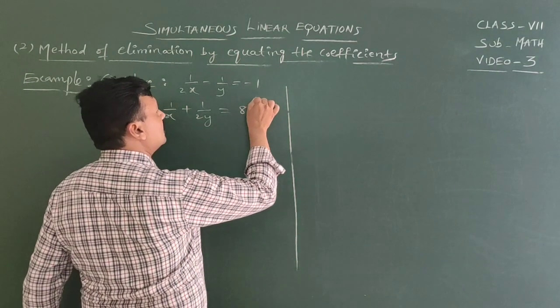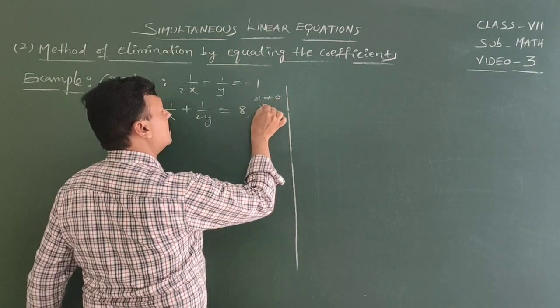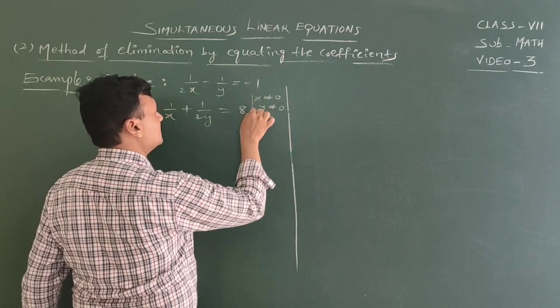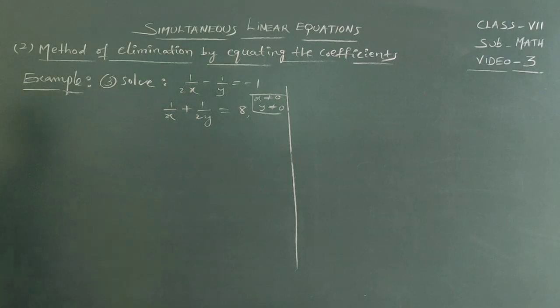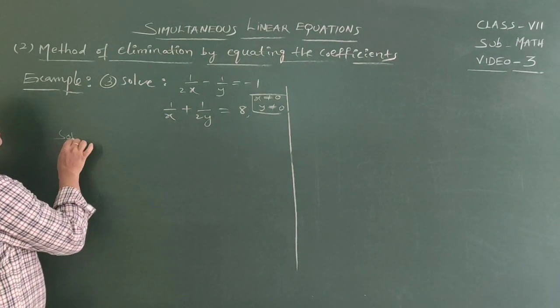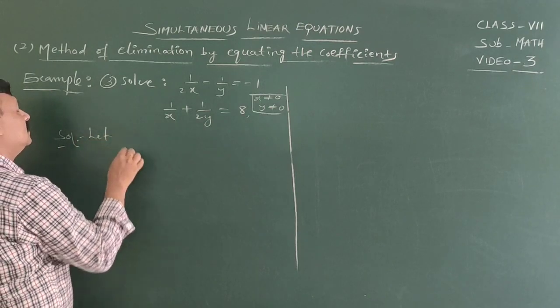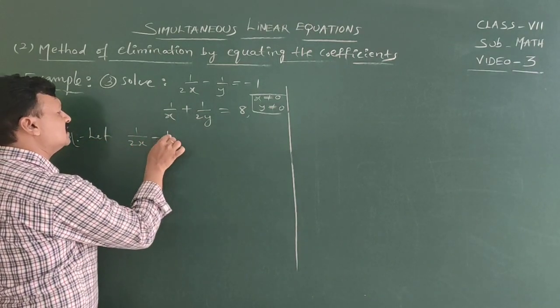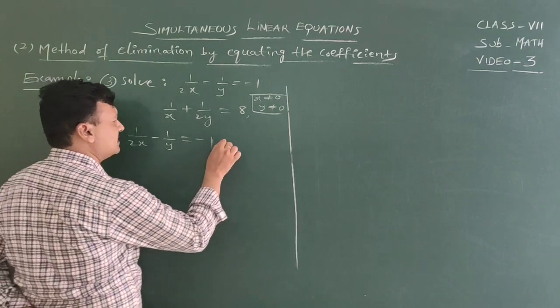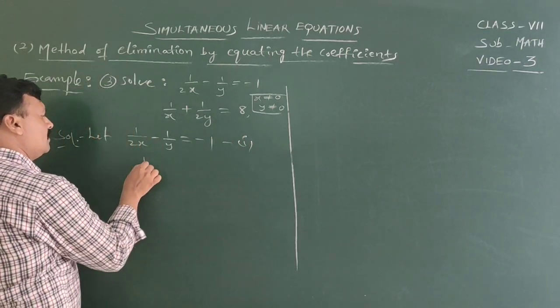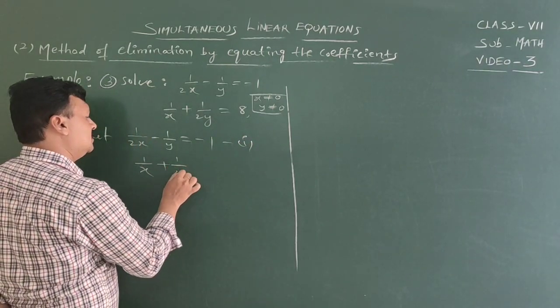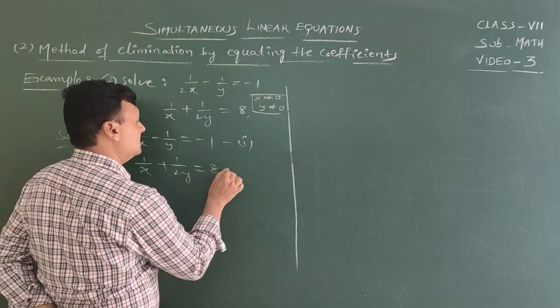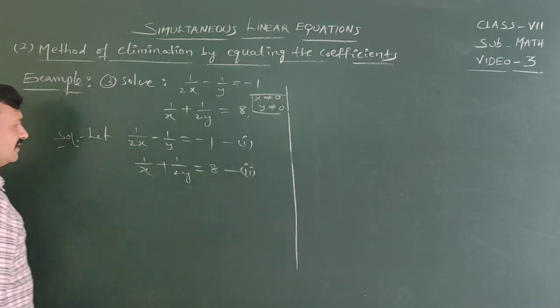Okay, here x is not equal to 0 and y should not be equal to 0, because they are in the denominator parts. Now the solution: let 1 by 2x minus 1 by y equal to minus 1 be the first equation, and 1 by x plus 1 by 2y equal to 8 be the second equation.